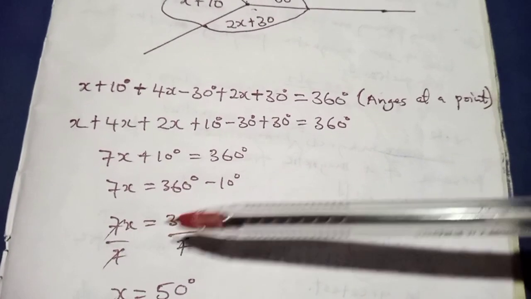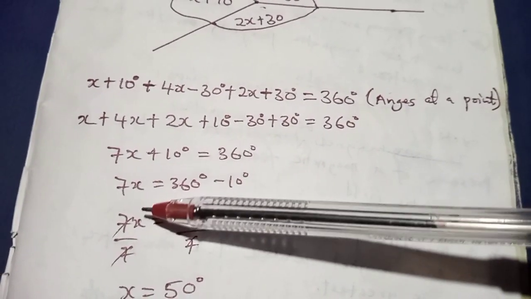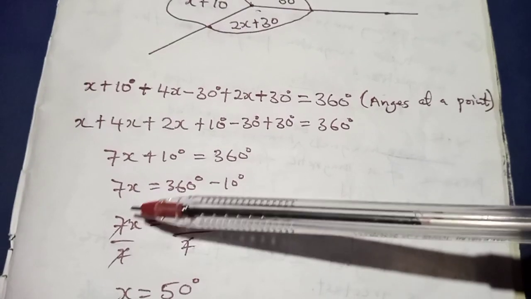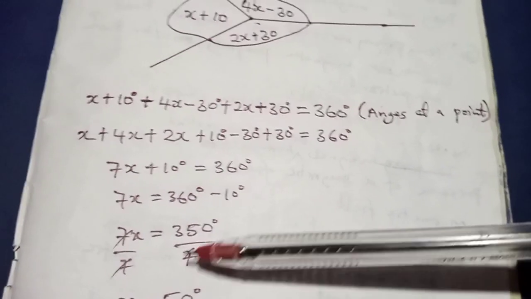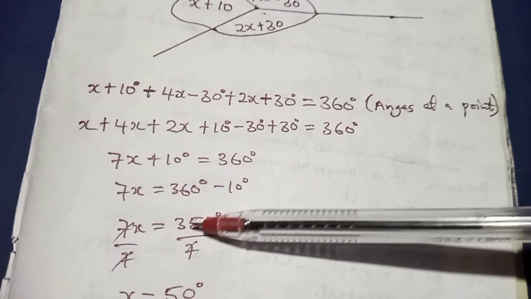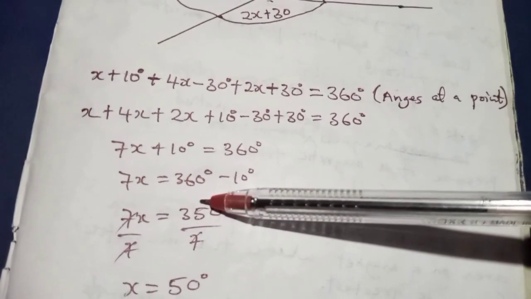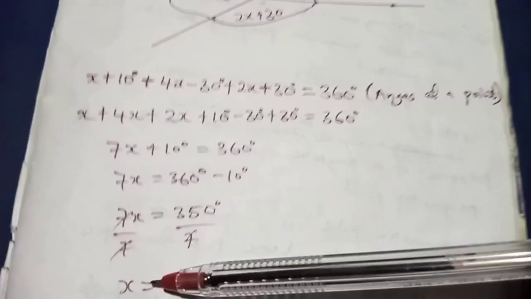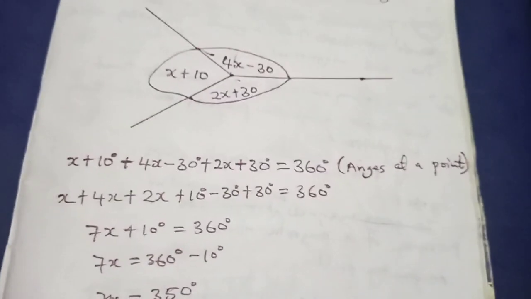Now we need the value of x. So what should we do? We need to divide through by 7. So this 7 cancels this 7. Now this 7 will go into 350 how many times? 50 times. 7 will go into 35, 5, then you add a 0. That will give you 50 degrees. Okay, so we have our solution to be x is equal to 50 degrees. So that's the solution for this simple question.